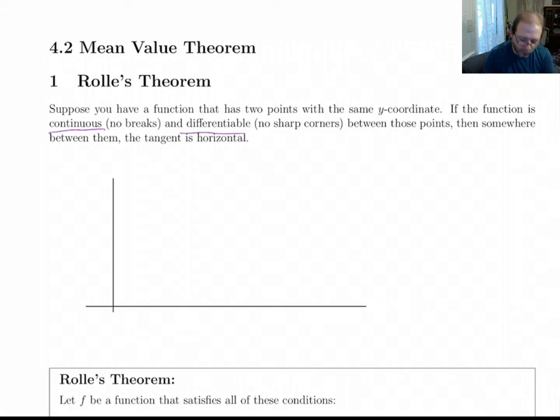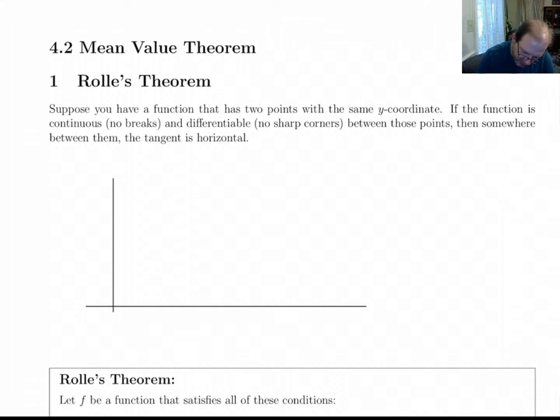All right, let's look at section 4.2. Section 4.2 has two topics in it. It's Rolle's theorem and the mean value theorem. These are fairly important conceptual ideas for calculus, but we're only going to do one example of each. It's mainly the idea that you need.